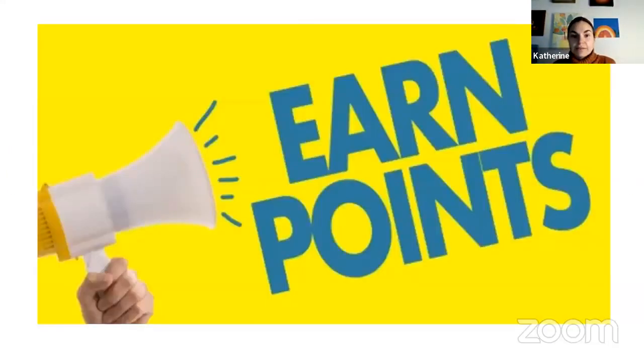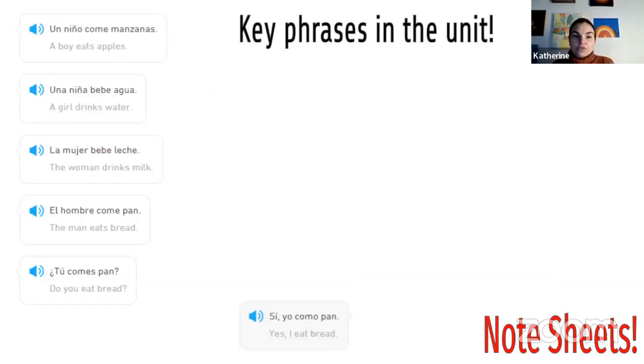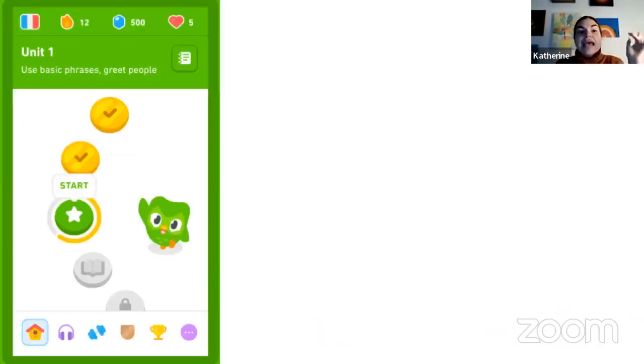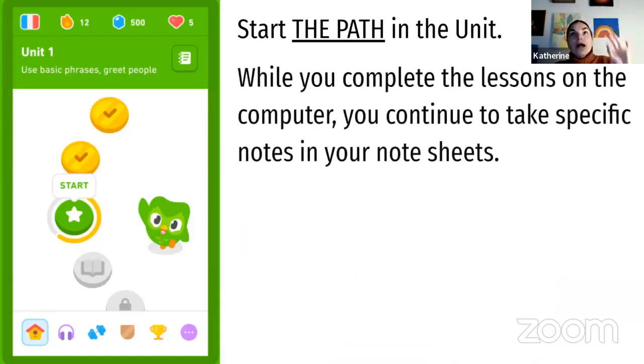So after they have watched the video and taken notes on the video, they also see in the packet some of these key phrases, which also come from the guidebook. So I'm using Duolingo to its full capacity, right? Everything that Duolingo is offering, I am taking and I'm using. And they start their lessons along the path. So while they're doing these lessons, they have two tasks, or two written tasks, that they have to complete as they're doing the lessons on their computers.